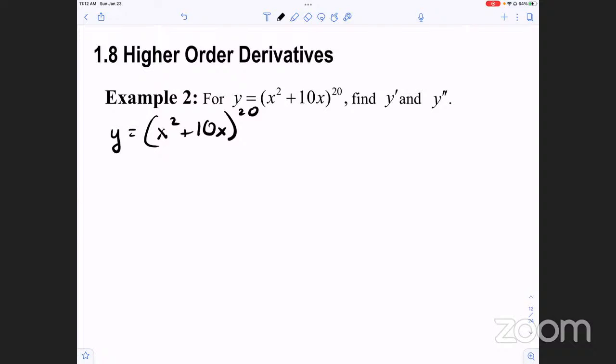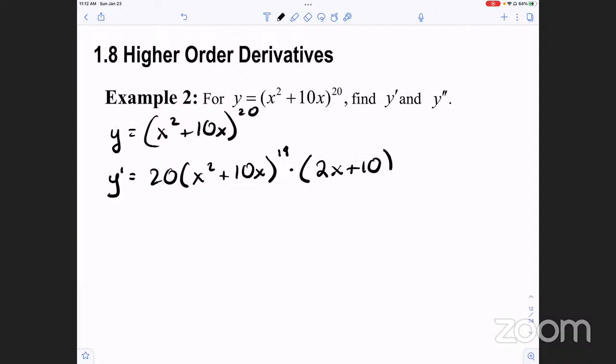So for y prime, the chain rule is going to be the derivative of the outside function times the derivative of the inside function. So that means the 20 comes down. We just rewrite the inside function. 20 minus 1 is 19, and then we're going to say times the derivative of the inside function, which is going to be 2x plus 10. So that's y prime. Can we simplify any? No, let's just leave it like this.